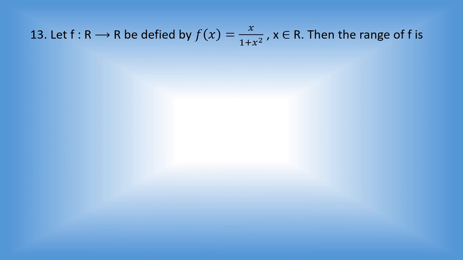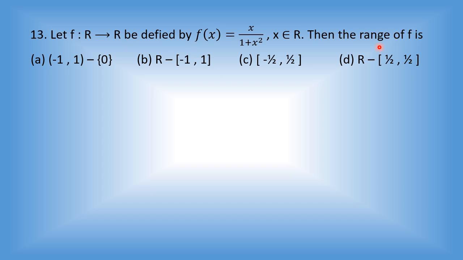The next question is, let f be a mapping from R to R defined by f of x is equal to x divided by 1 plus x square, where x belongs to the set of all real numbers. Then the range of f is. So we have the function f of x is x divided by 1 plus x square. So we find the value of this function f of x for all real numbers, because the domain of this function is the set of all real numbers.